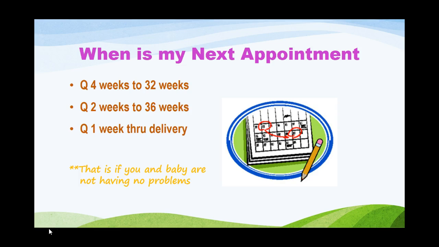And then at 36 weeks, we're getting pretty close to delivery. So we want to see them in the office every week until they go into labor and deliver. However, this is only if mom and baby are not having any problems. If mom and baby are having problems, we will schedule them to come in as often as necessary.